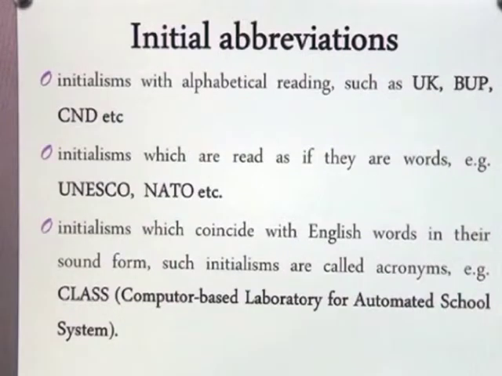Initial abbreviations. Initialisms with alphabetical reading such as UK. Initialisms which are read as if they are words. For example, UNESCO or NATO. Initialisms which coincide with English words in their sound form. Such initialisms are called acronyms. For example, CLASS, Computer-Based Laboratory for Automated School System.